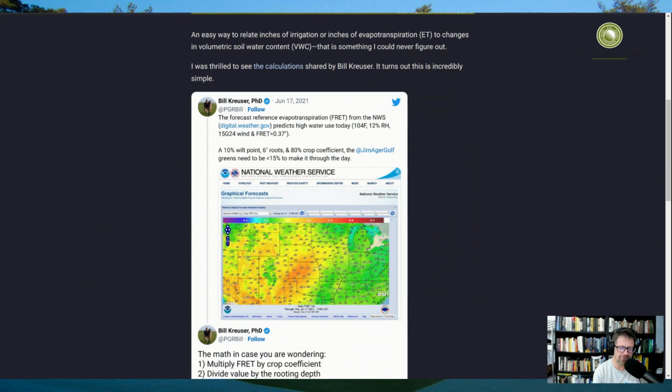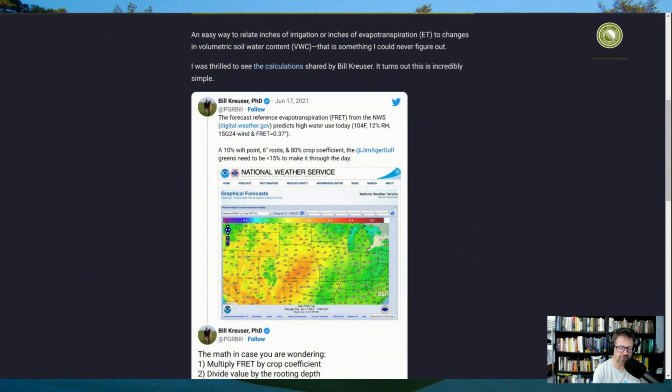The air temperature was going to be 104 degrees Fahrenheit, which is about 38 or 39 degrees Celsius. The relative humidity was going to be 12%, which is really low. The wind was going to be at 15 miles per hour, gusting to 24, and that is above average wind.